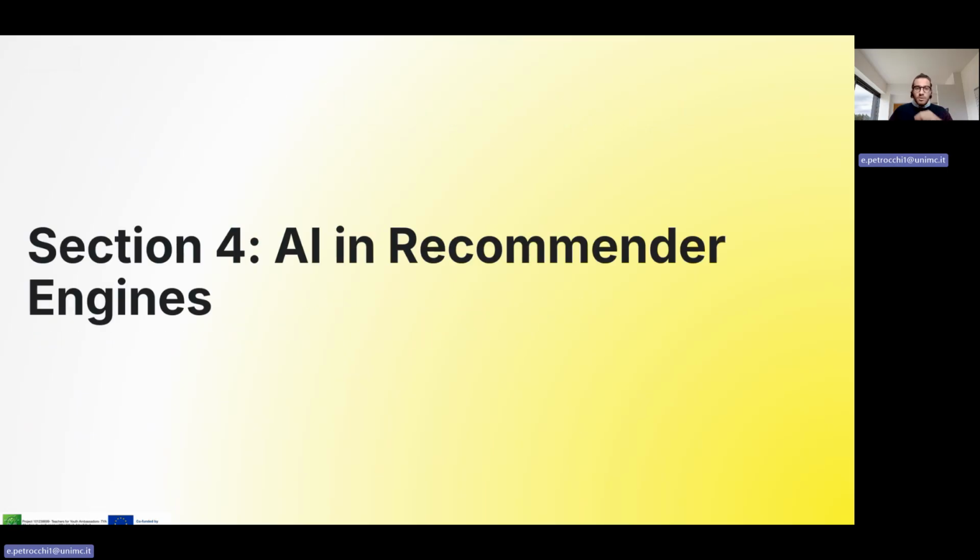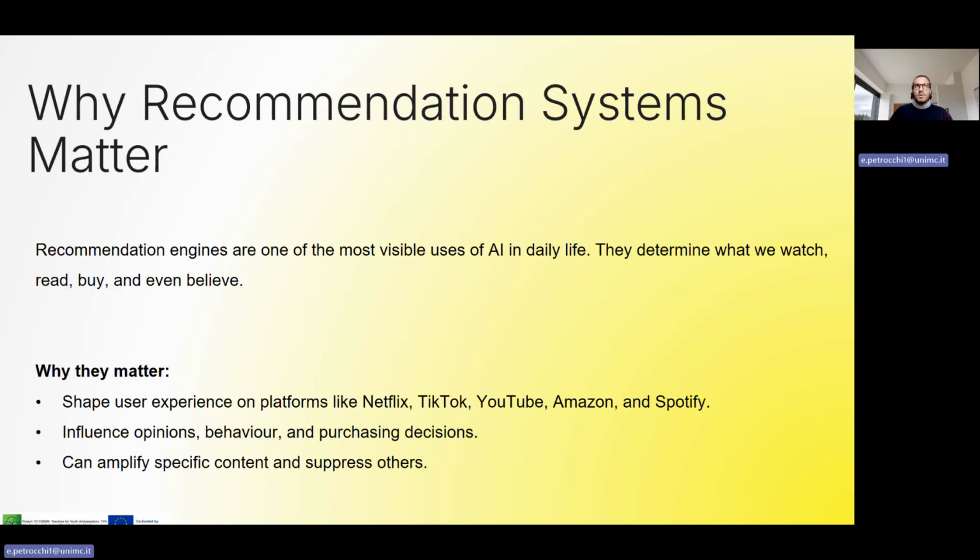And this brings us to section 4, AI in recommender engines, because we saw that AI systems are able to collect user data, but how then might this data turn into new recommendations? This is through recommendation systems, which are extremely present in our daily life. They determine what we watch, read, buy, and even believe. And why do they matter? Because they shape our attention on platforms like Netflix, TikTok, Amazon, Spotify. They influence our opinions, our behaviors, and purchasing decisions, and of course can amplify specific content and suppress others.